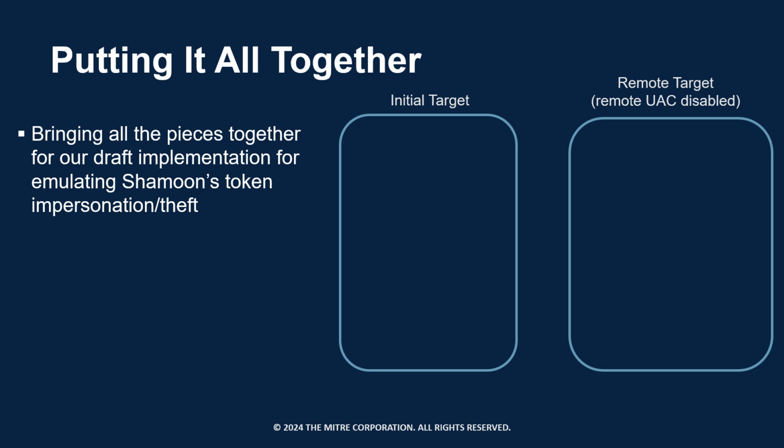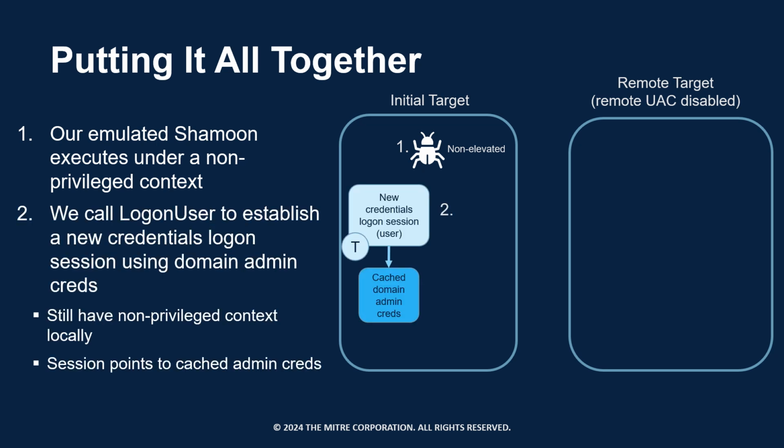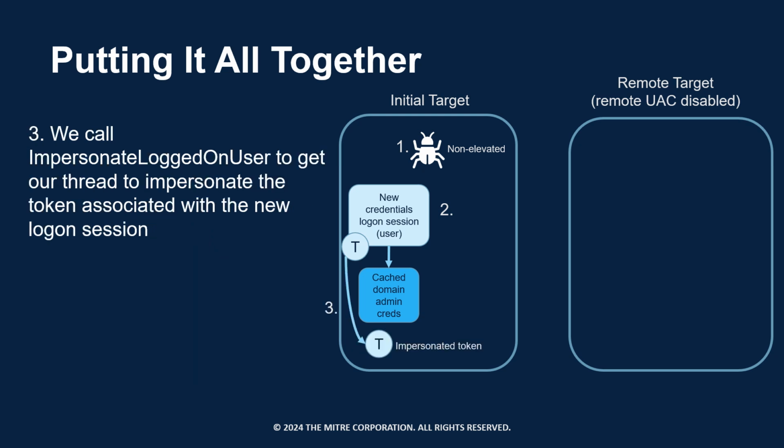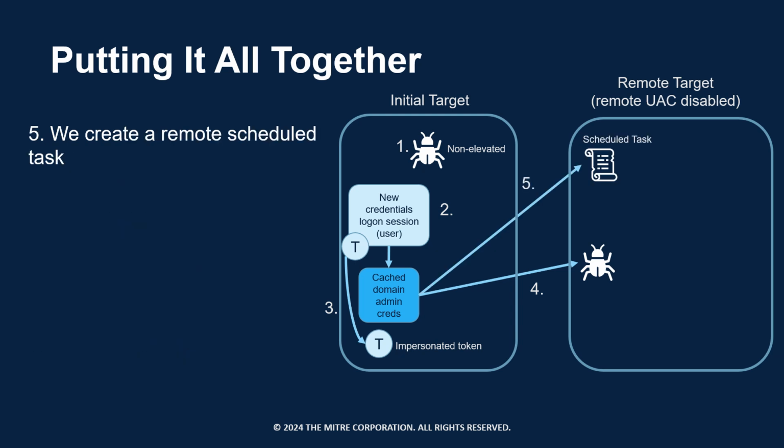Now that we have a good notion of how the Impersonate namepipe client puzzle piece fits in, we'll start with 2 targets. An initial target where our emulated Shamoon runs under a non-elevated user. We call logon user with the new credentials logon type, as Shamoon did to us. Next, we call Impersonate logged on user to apply the new logon session's access token to the current thread. Using our cached domain admin credentials, we authenticate to the remote machine and obtain elevated access.